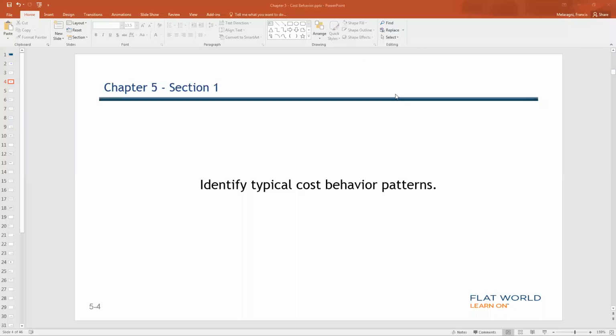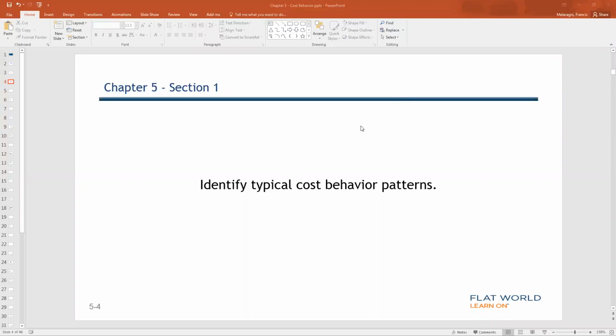So let's talk about chapter 5 in cost behavior. Cost behavior is talked about in 3 dimensions in chapter 5, but we're going to skip over the mixed cost analysis, and we're going to just focus in on fixed and variable cost.